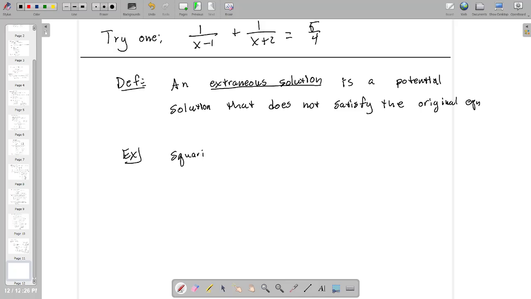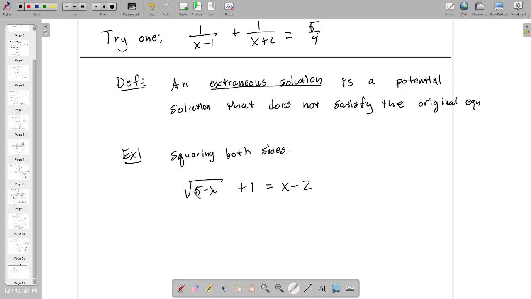Generally, this comes up when we have to square both sides of an equation. So suppose we have something that looks like this: the square root of 5 minus x, plus 1, is equal to x minus 2. What we need to do is solve for x, but how do we solve for x when we have a square root in our problem? This is what's creating a problem.